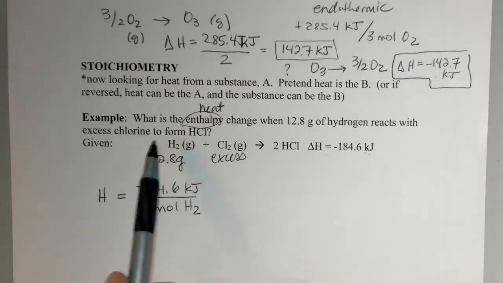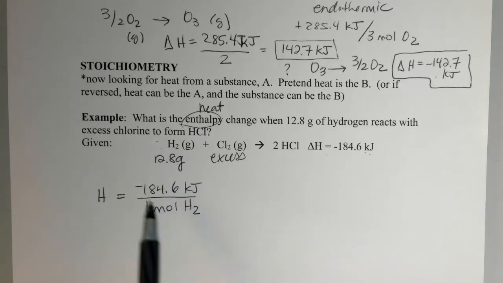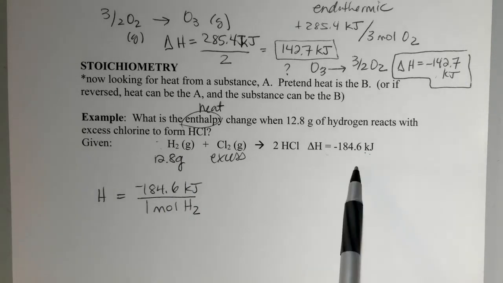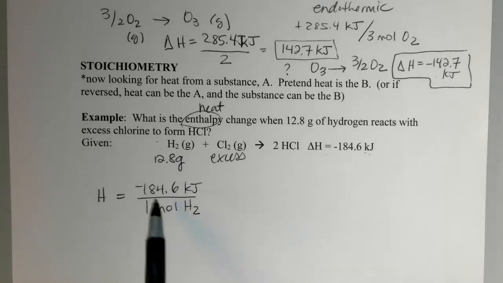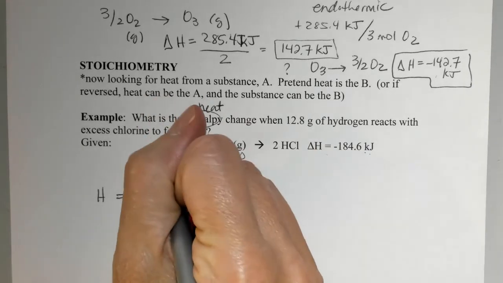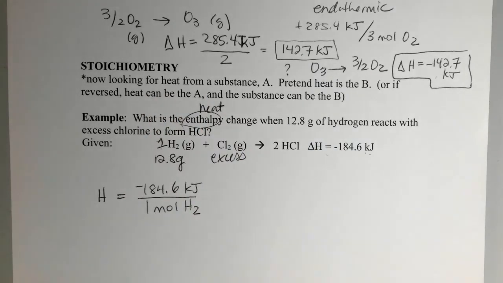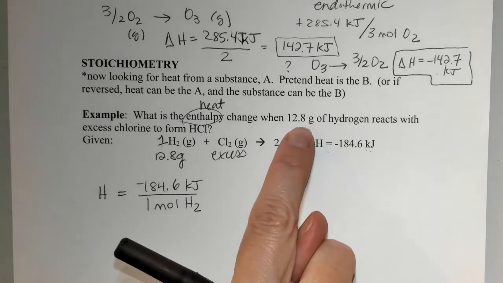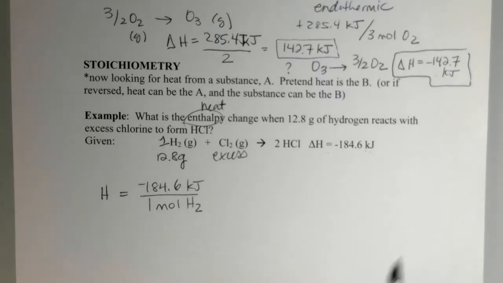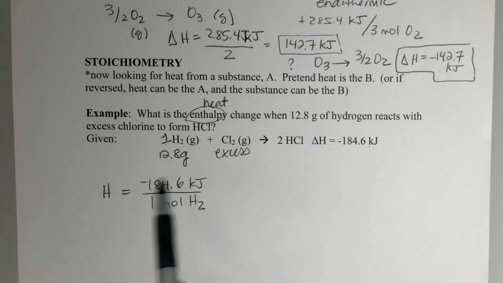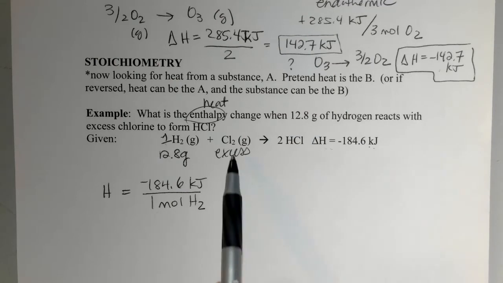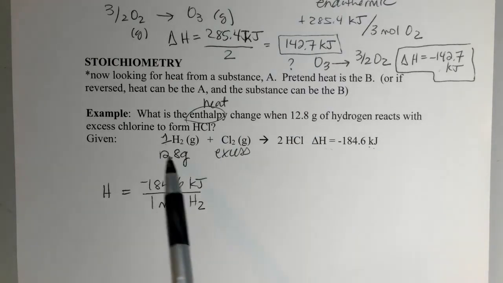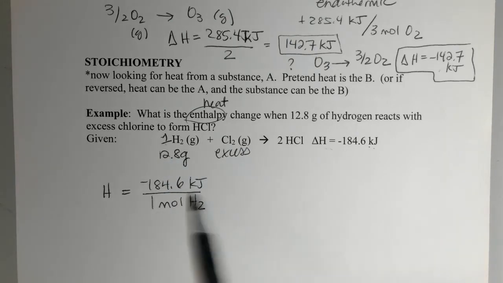And just as an aside, if this had a coefficient of 2, then we would have a coefficient of 2 here. It's based on however the equation is written. So the negative 184.6 kilojoules is released for every 1 mole of hydrogen. Of course, that's what we put here. Well, we don't have a mole of hydrogen. We have 12.8 grams of hydrogen. So this is a conversion factor. And we can use the delta H for any substance we're looking at, hydrogen, chlorine, or HCl. In this case, we're looking at hydrogen, so that's why I wrote it in terms of hydrogen.